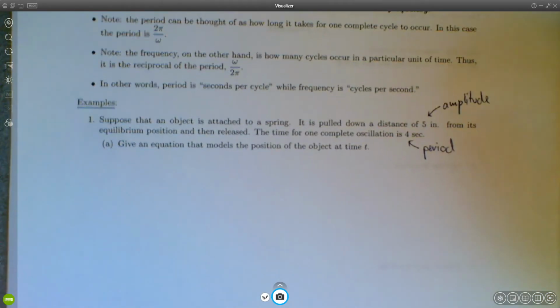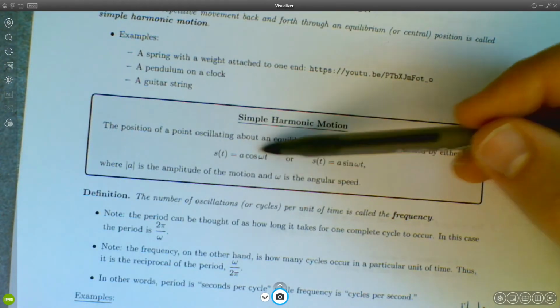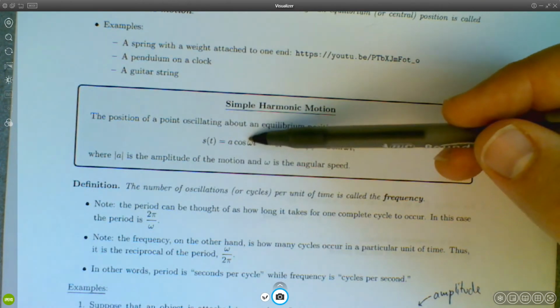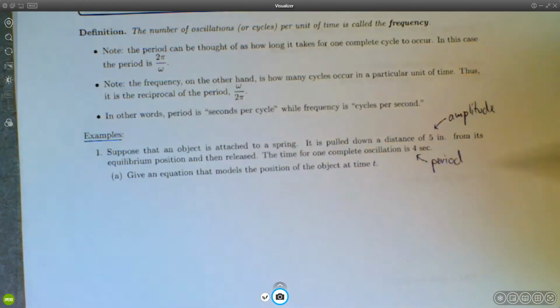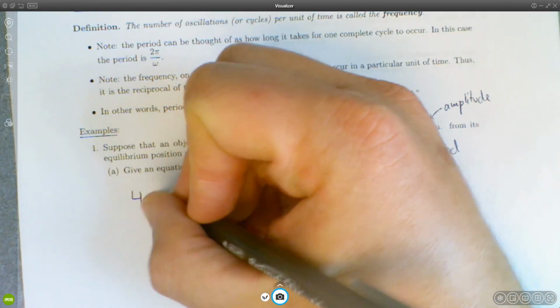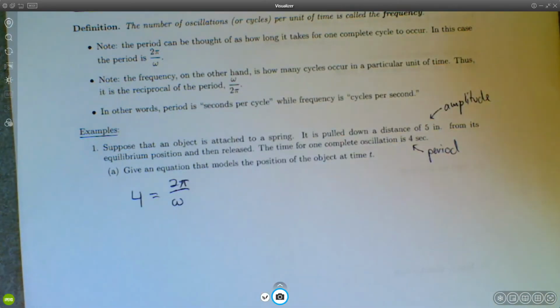Anyway, so we'll use the cosine function, but we need to figure out what the amplitude and what the angular speed is. We know the amplitude's 5. The angular speed, though, we need to solve for, but that's easy because we know that the period is 4 seconds, right? So 4 seconds equals 2 pi over omega.